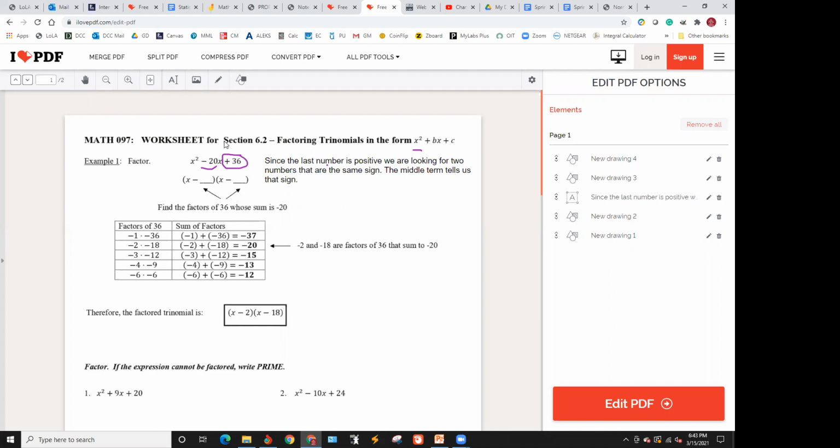So if you've got something that works for you, don't feel like you're going to impress me by using my method. But I'm just telling you, the last number there, the sign, a positive number, all of these are going to be positive, tells us we're looking for two numbers with the same sign. The sign of that middle number tells us what the sign is. All right.